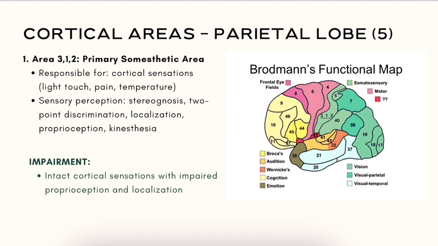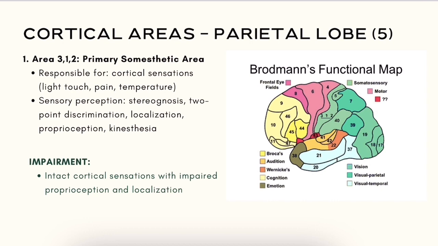This is responsible for cortical sensations. When we say cortical sensations, these are your light touch, your pain, your temperature, and it's also responsible for sensory perception. We have stereognosis, we have 2-point discrimination, localization, proprioception, and kinesthesia. Okay, so this is found in your post-central gyrus, just a reminder, and this integrates sensations felt by the body.